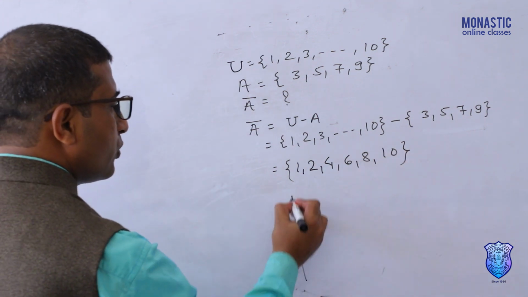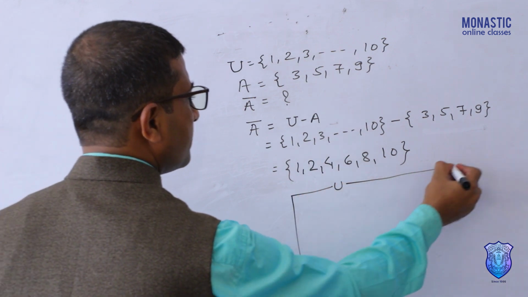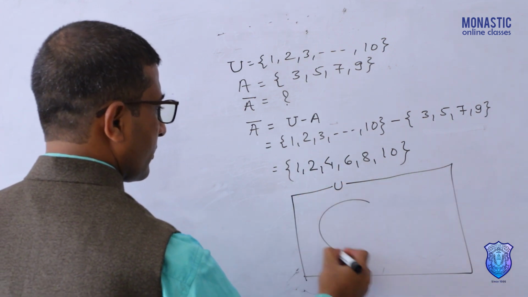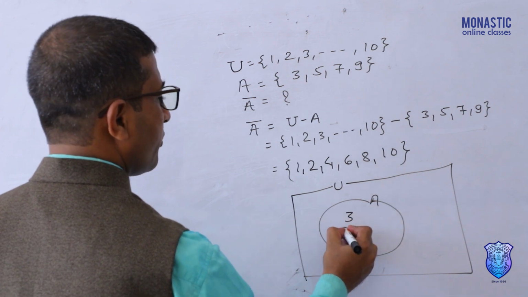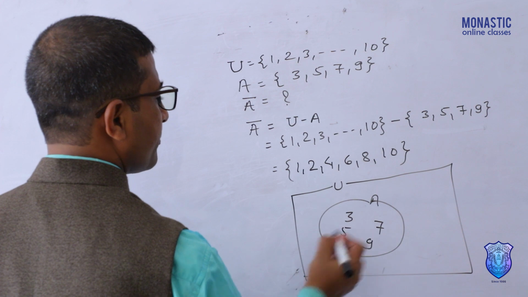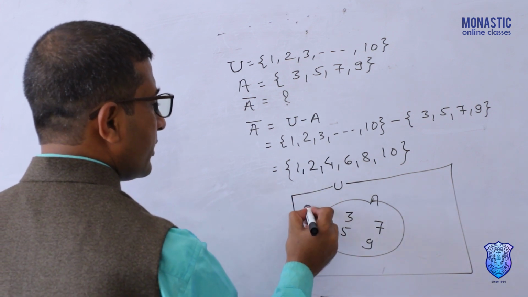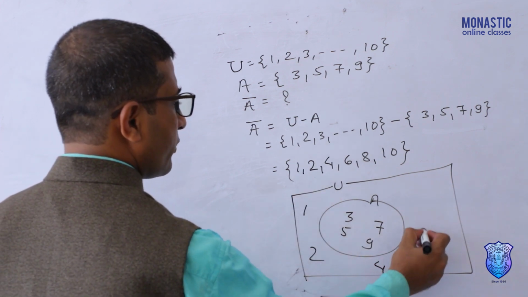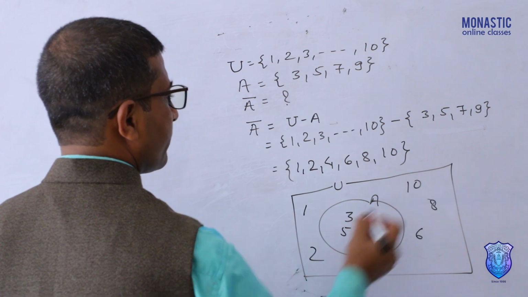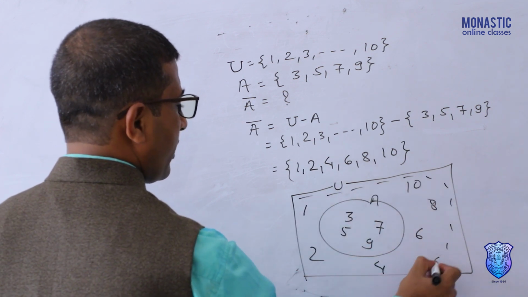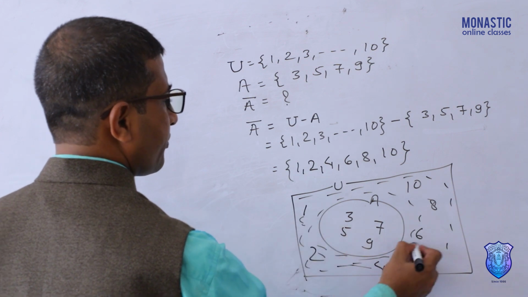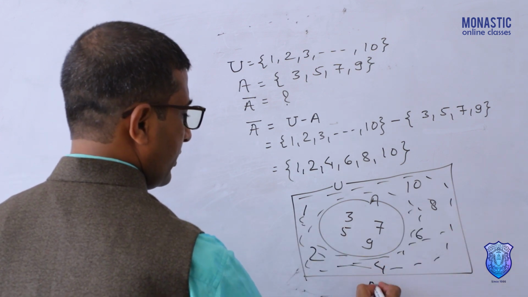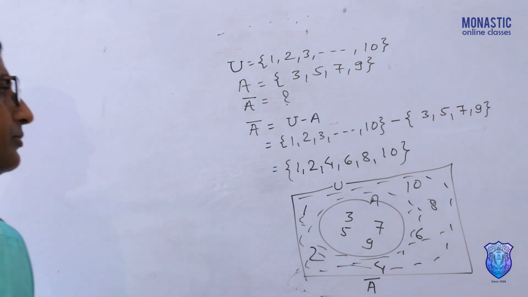When we have to show this relation in Venn diagram, that's the set A. It is 3, 5, 7, 9. Outside it is 1, 2, 4, 6, 8, 10. And outer part will be shaded. This will represent A complement.